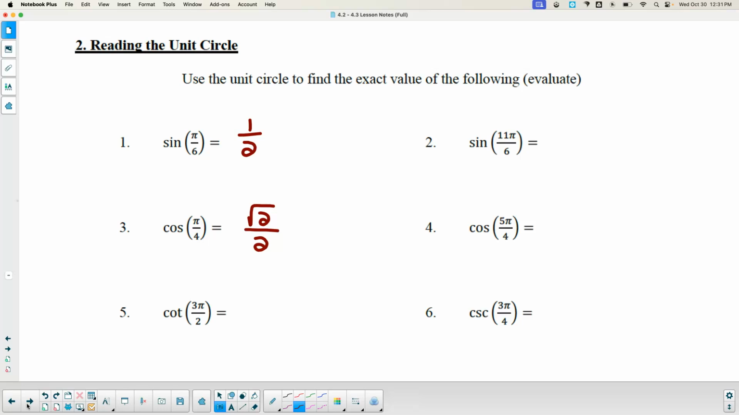Cotangent at 3 pi over 2. It's telling me to go to 3 pi over 2. Cotangent is x over y, which is 0 divided by negative 1. 0 divided by anything is 0. It is, I promise. The only thing it's not, 0 divided by 0.